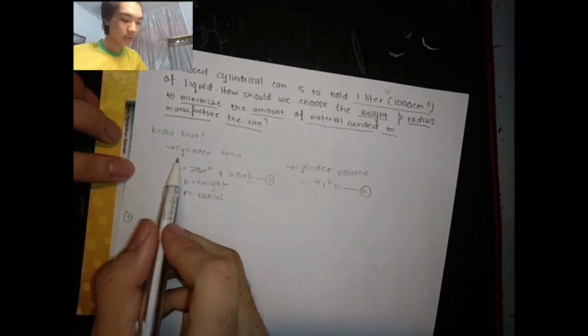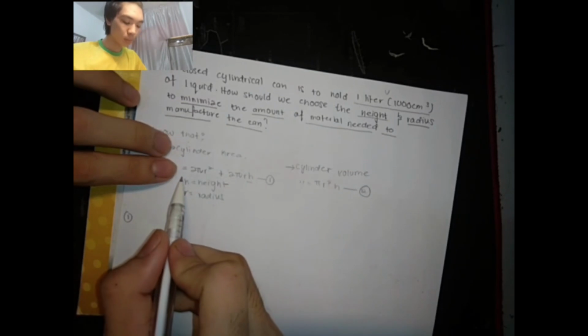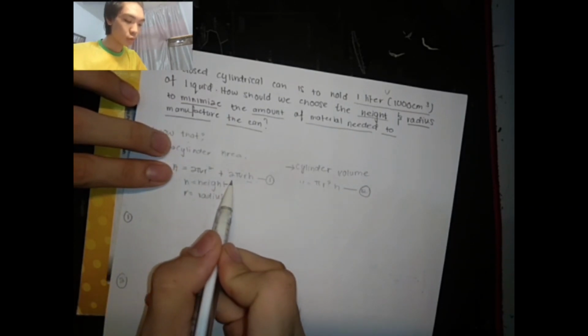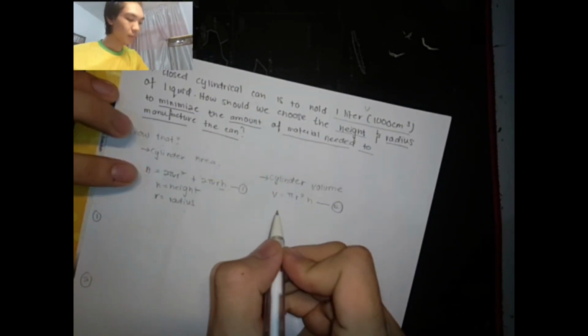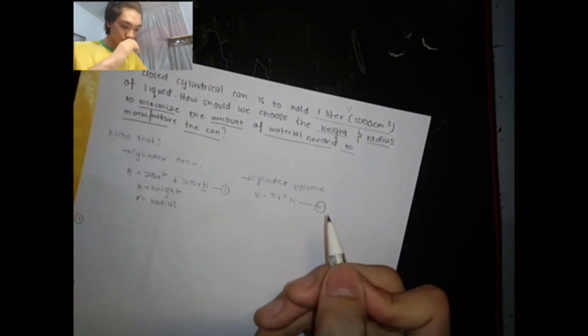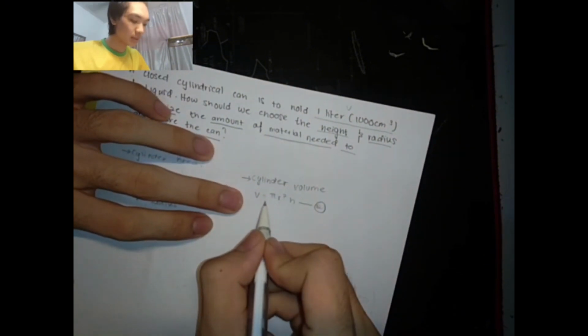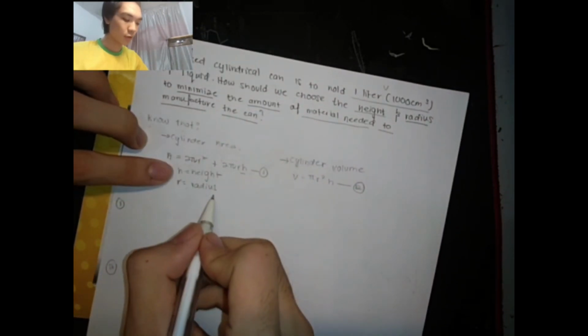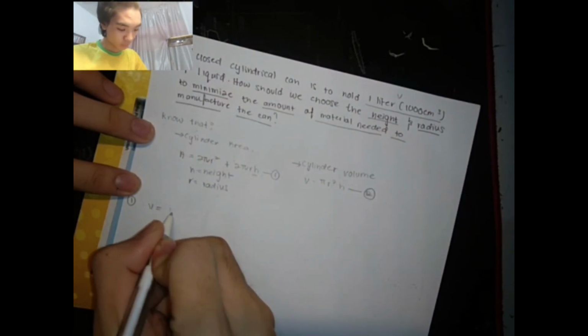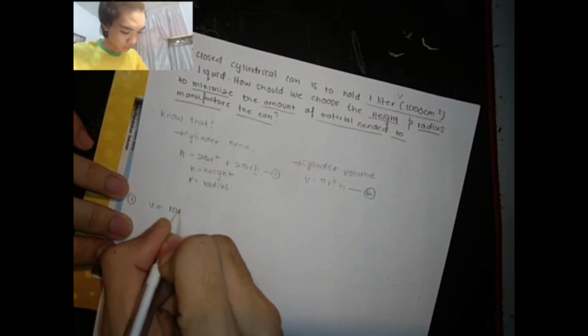Well, we know that for the cylinder area, the formula is 2 pi r squared plus 2 pi r h. That is our first formula right here. And for our cylinder volume, the formula is V equals pi r squared h. That is our second formula. So h is for height and r is for radius. So we can assume that V is equal to 1000 cm³, because it says here 1000 cubic centimeters.